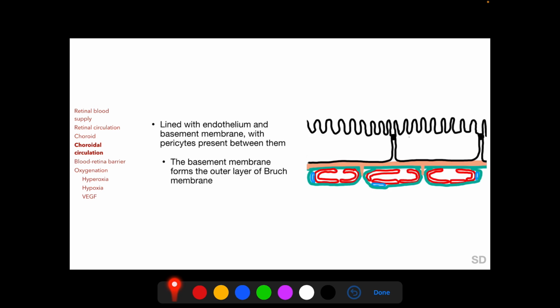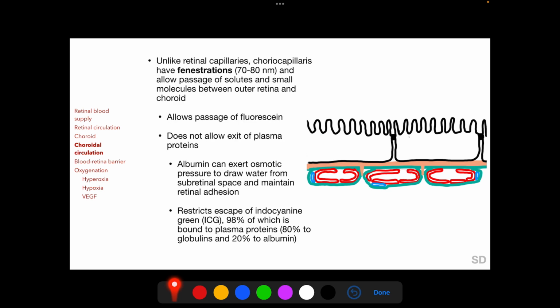The choriocapillaris is lined with endothelial cells with a basement membrane and pericytes between the endothelial cells and the basement membrane. The basement membrane of the choriocapillaris also forms the outermost layer of the Bruch's membrane, as we have mentioned in the previous session. Unlike retinal capillaries, choriocapillaries have fenestrations, which is important to remember, and these fenestrations allow the passage of solutes and small molecules between the outer retina and the choroid.